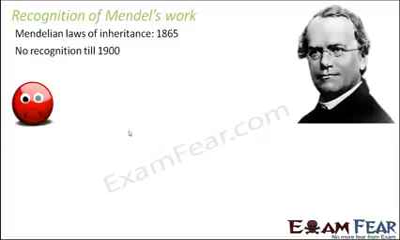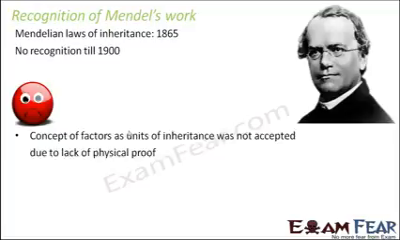But why did this happen? Why was his work not recognized? Because the concept of factors as units of inheritance was not accepted due to lack of physical proof. Now, what are factors as per Mendel? The factors are nothing but what we know as genes today. But Mendel gave his rules only on the basis of statistical data. He kept crossing different varieties of pea plants, noted down whatever results he obtained, and based on that statistical data he gave all his rules. People were not ready to accept that there is something called factors which carry traits from one generation to another, because there was no physical proof as such. It was all mathematical data.